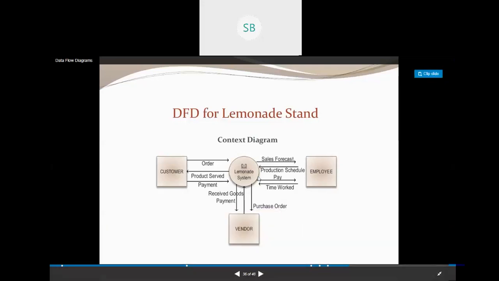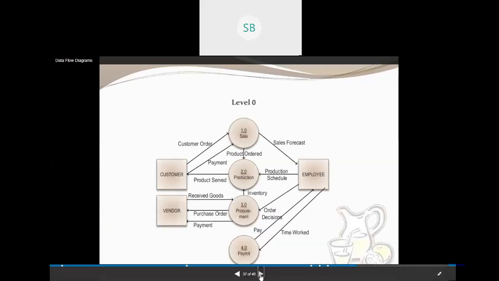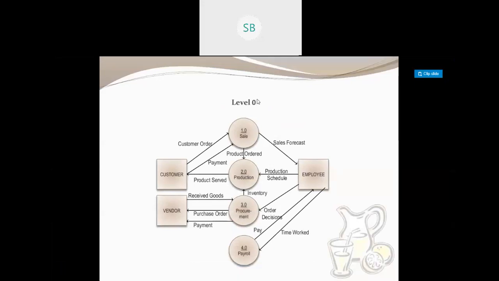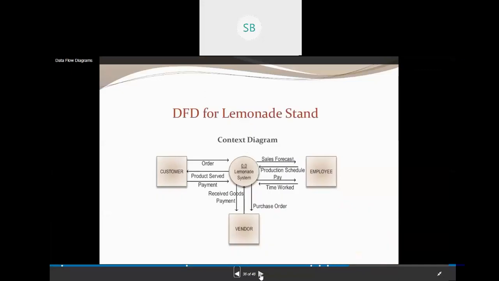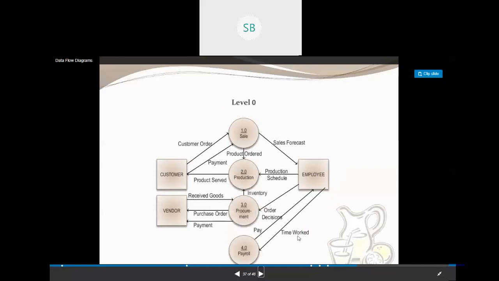Now this can be broken down into level 1. This is the level 1 diagram. It is labeled level 0 here, but actually it's level 1, so don't get confused. In the level 1 DFD, the lemonade system has been decomposed into various processes.